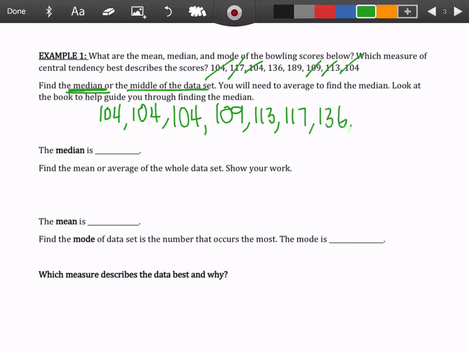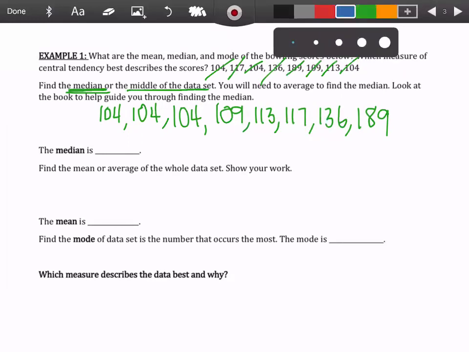136. And the last number, 189. So looking at all these numbers, we need to find the middle. There are different techniques here. You could count up all the numbers, and there are 8 numbers here.